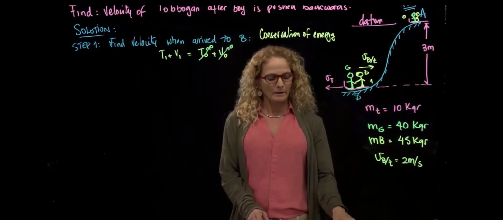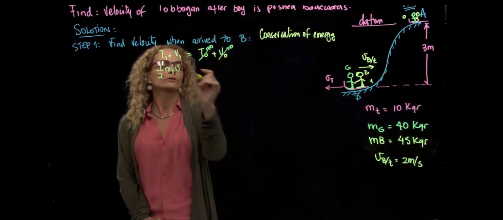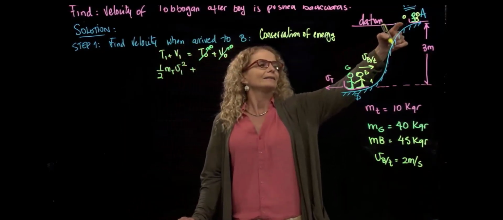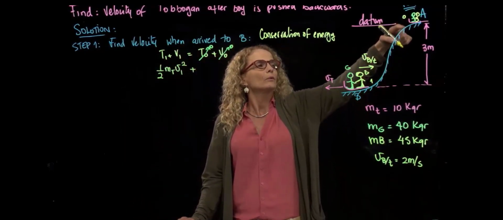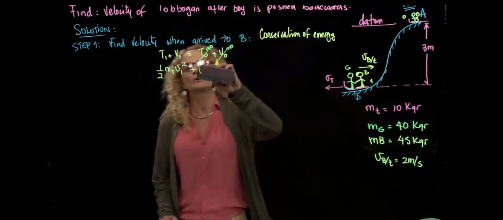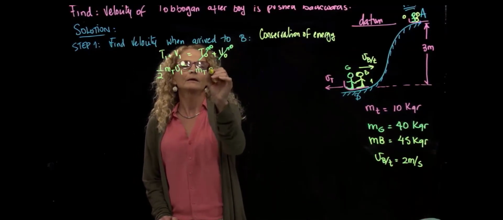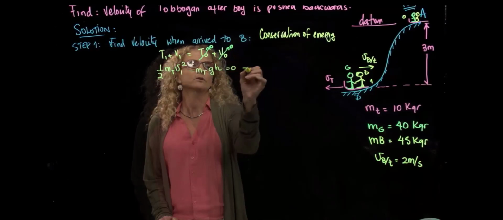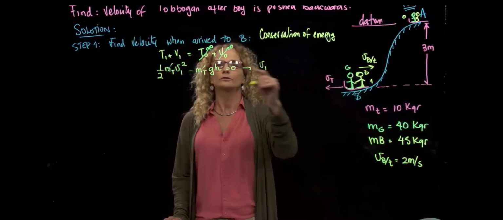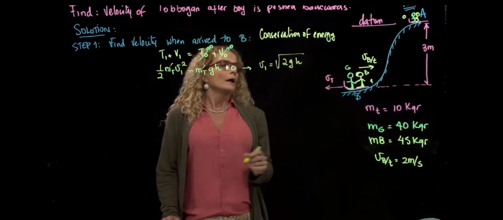We have a kinetic energy, which is 1/2 total mass, velocity of the sled at position 1 squared, plus the potential energy. Since I went down, I lost potential energy, so that will be negative: negative total mass, gravity, height, equals 0. Those total masses are the same, so the velocity when they arrive at position 1 will be equal to the square root of 2 gravity height.